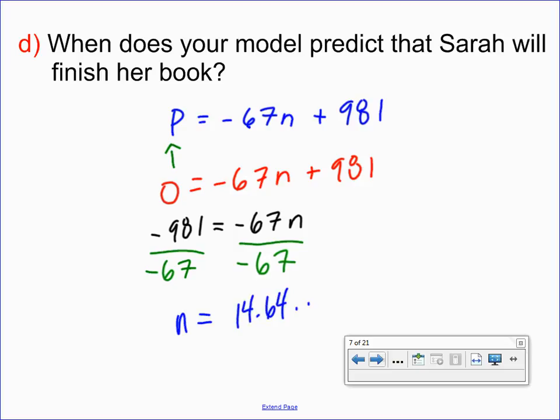So 14.64 is standing for n. So this 14.64 has what label, what units here? Kayla? Nights. And so it looks like it's going to take her 14.64 nights. And so in terms of the number of nights spent reading, how many would she have to read? Well, she'd really have to go into the 15th night. You see what I'm saying? After 14 nights, there'd still be pages left. So she'd have to read 15 nights. And so in the context of the situation, it looks like she'd have to read for 15 nights in order to finish.